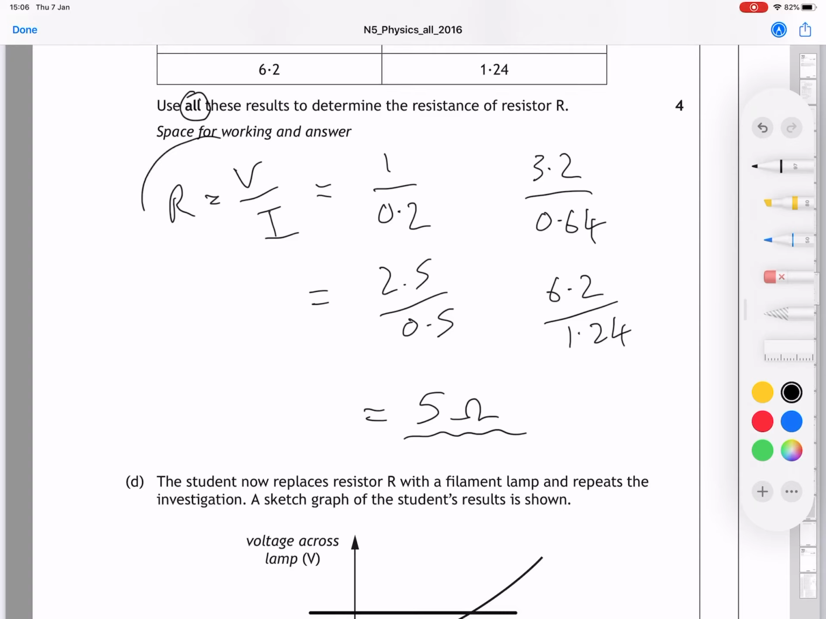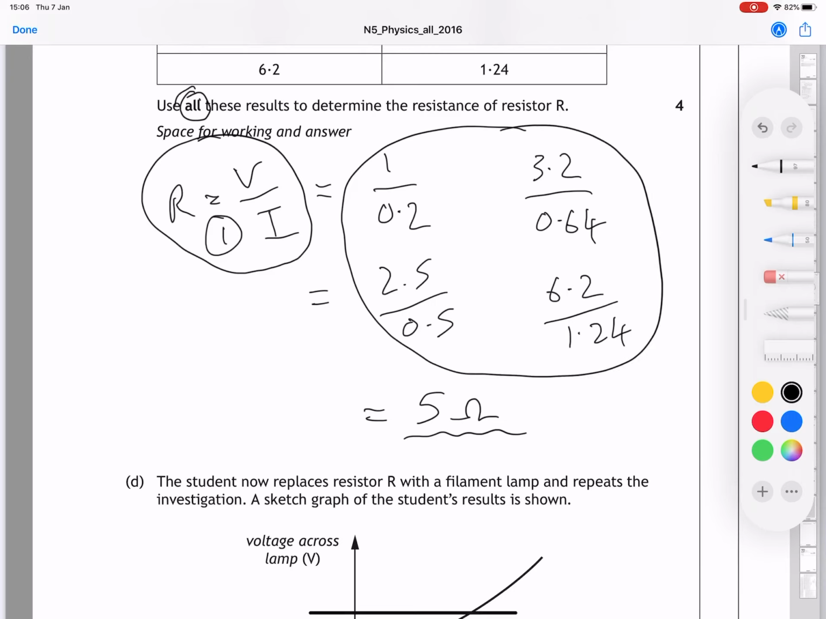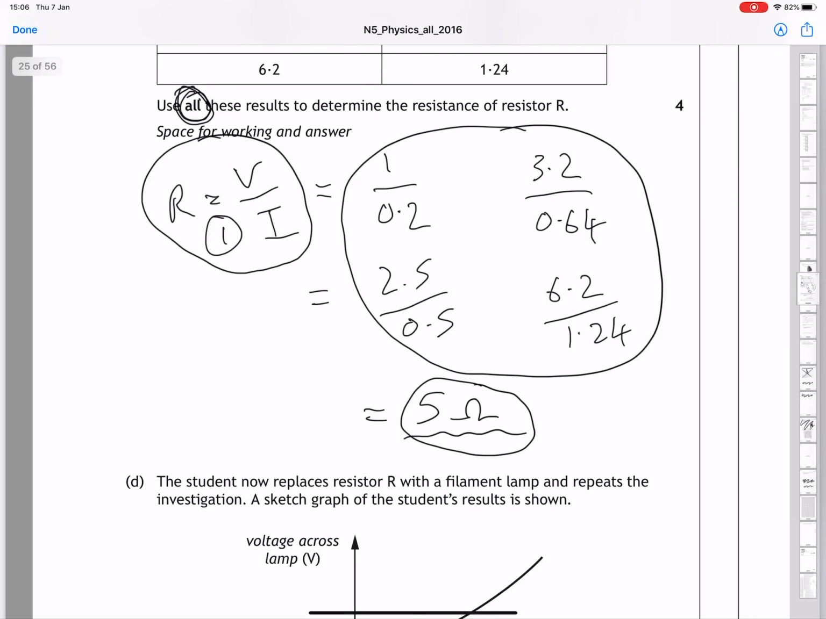You get 1 mark for quoting Ohm's law. You get 2 marks for putting in all the results because that's what it asks for, and then your final mark is for stating it's 5 ohms.